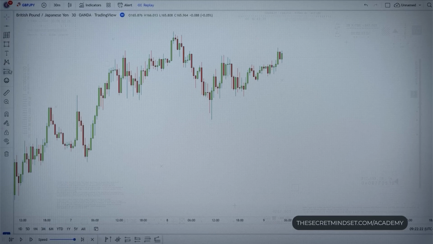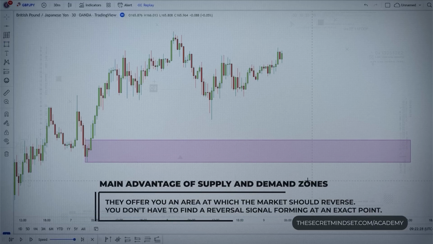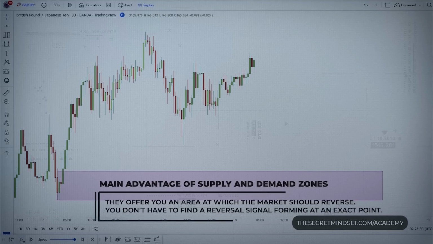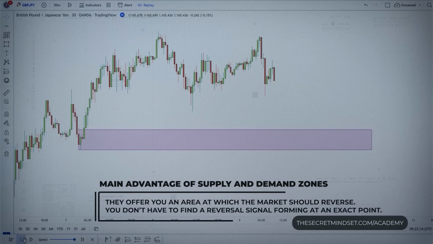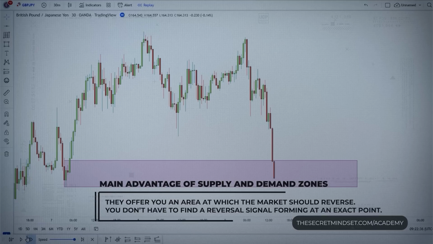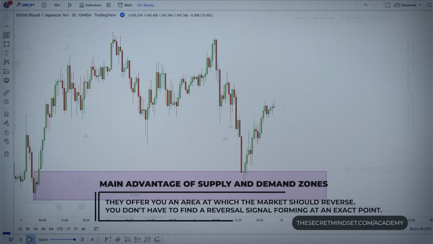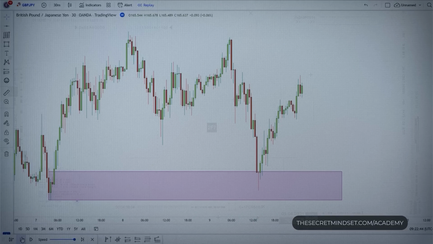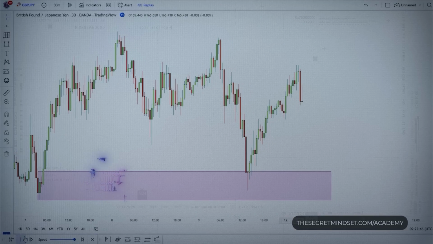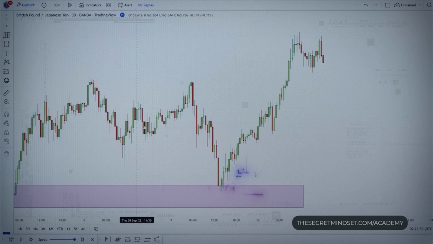And that's the main advantage of supply and demand zones. They offer you an area at which the market should reverse. You don't have to find a reversal signal forming at an exact point like you do when trading support and resistance levels. You have a whole zone you can use to place your trades. As long as the signal was found inside the supply or demand zone, it's a sign that a rejection could follow.